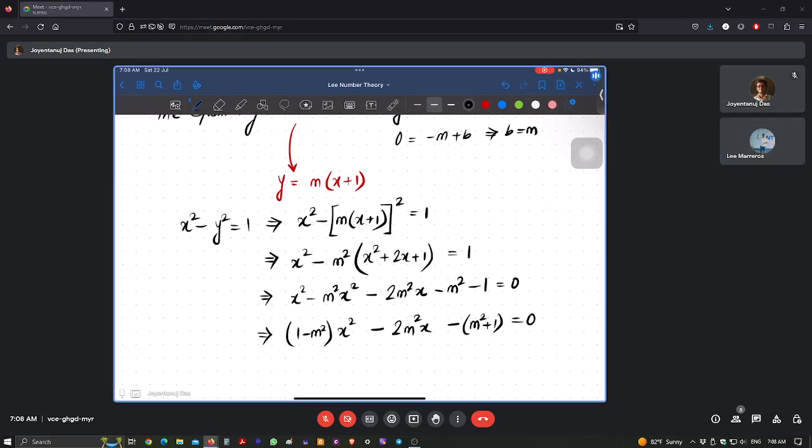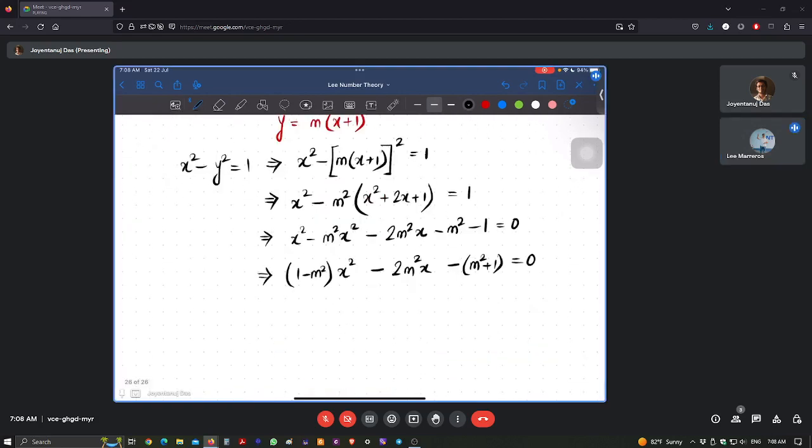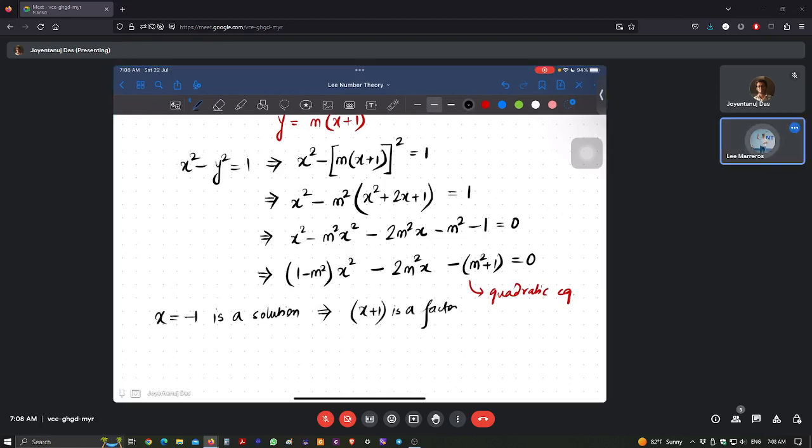So now we know that x equals minus 1 is a solution, right? So this is a quadratic equation, and x equals minus 1 is a solution. So this implies that x plus 1 is a factor, because if the roots are alpha and beta, then we can factor it as x minus alpha and x minus beta. So yes, we can factorize this quadratic equation.